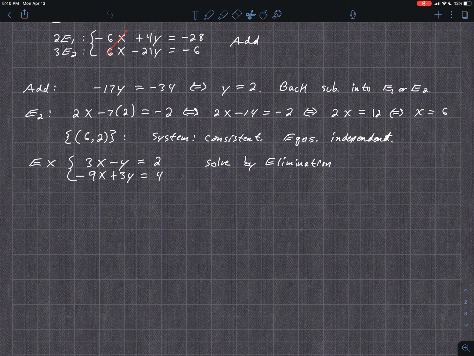So, did you look at this example? Let's take a look at it. Let's go ahead and finish it. So, if you add these together, solve by elimination. We call this equation 1, equation 2.